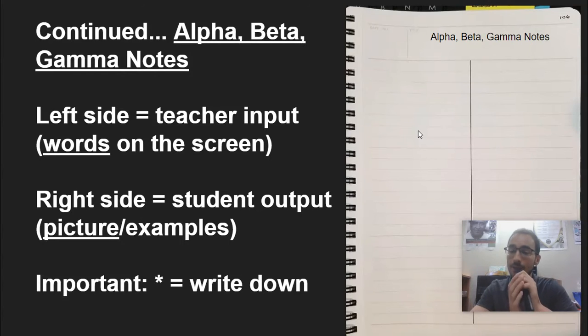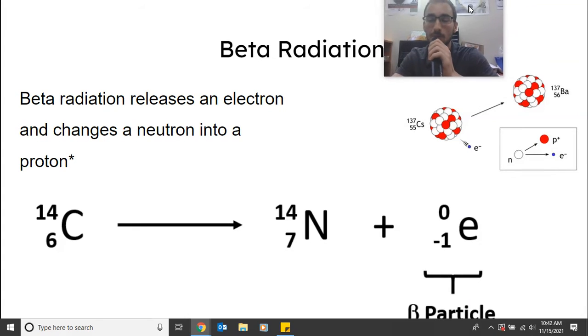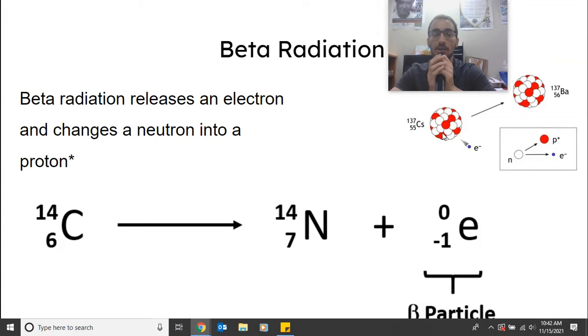Cool. So we're going to continue on the notes that we did on Wednesday from my last video. Now we're going to be covering the other two types of radiation. The first one is beta. Beta radiation releases an electron and changes a neutron into a proton. That's why it's a -1. It's a -1 because whatever element is released will gain a proton, because the neutron changed into a proton. Please write that down and draw a picture of beta radiation. It releases a lowercase e for electron.